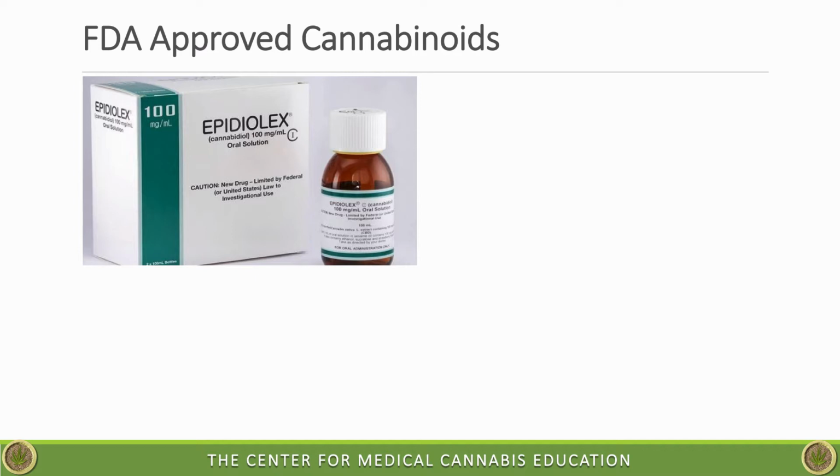Both dronabinol and nabilone are administered as capsules. Epidiolex was approved to treat two rare seizure disorders, Lennox-Gastaut syndrome and Dravet syndrome. Epidiolex is a Schedule V controlled substance. The scheduling of Epidiolex by the DEA represents the first time that the DEA acknowledged that marijuana had any currently accepted medical use.